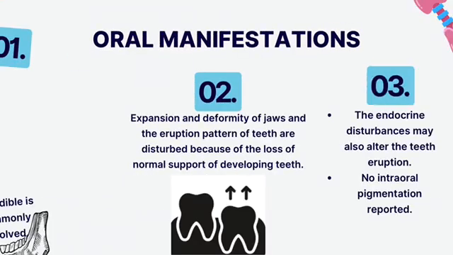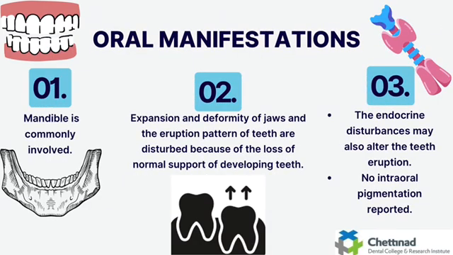Oral manifestations. Mandible is commonly involved. Expansion and deformity of jaws and the eruption pattern of teeth are disturbed because of loss of normal support of developing teeth. Endocrine disturbances may also alter the teeth eruption. No intraoral pigmentation is reported.